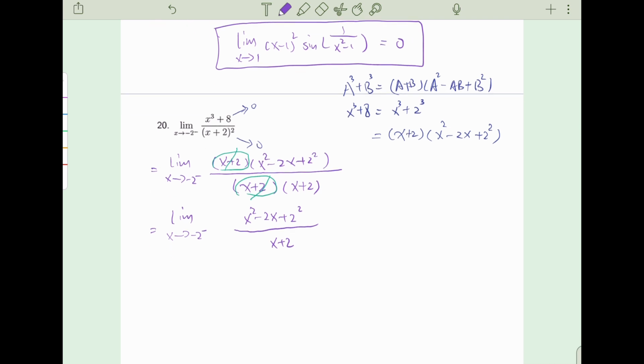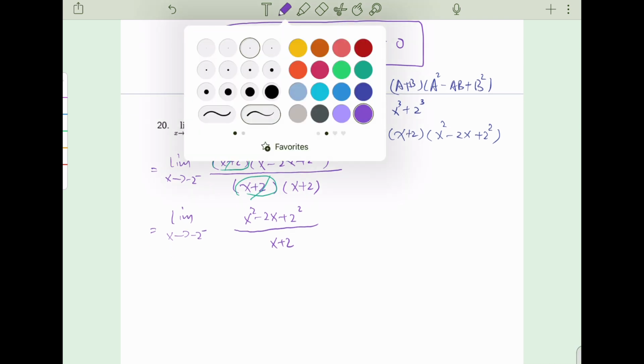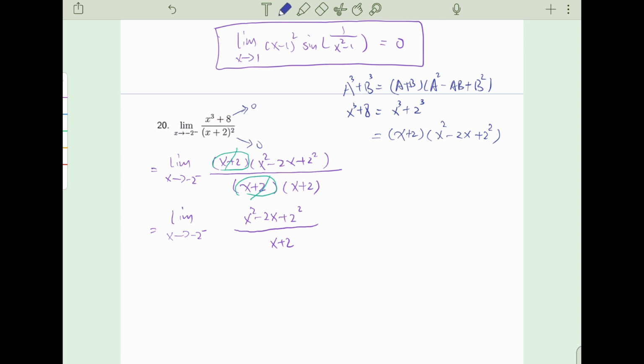Now I try to plug in, right? I see that the denominator is going to 0. However, the top is not going to 0. The top is going to a definite number, that is negative 2 squared minus 2 times negative 2 plus 2 squared, that is going to 16. Okay, 16. So how do we do this when the top is going to a finite number, but the bottom is going to 0?